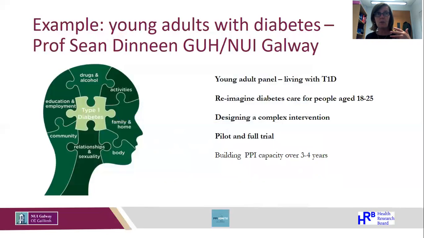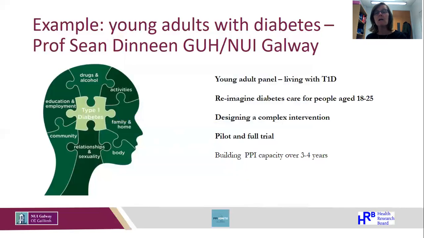It's very hard to maintain their care consistently from about 18 to 25 years of age. It's great while they're in school, while they're at home, but then their life moves into a whole other area, college, work, living away from home, and they really rebel against having to live with this chronic condition. So Sean is trying to reimagine diabetes care for people in this age group, but he's not doing it on his own, he's not doing it with researchers.